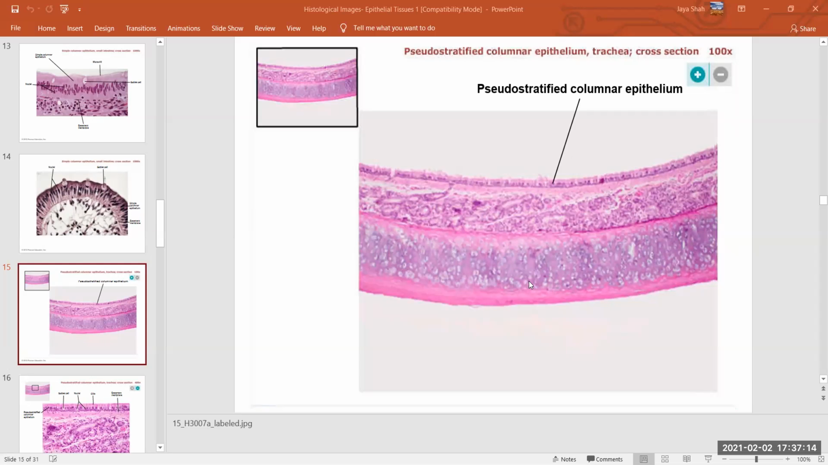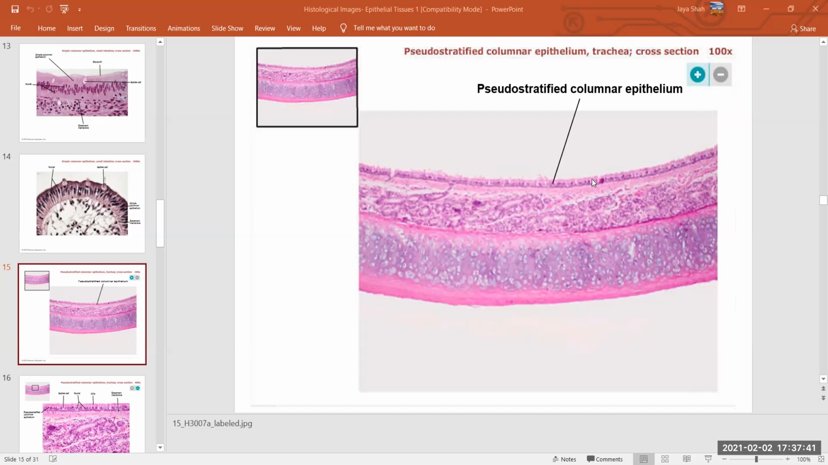Pseudo-stratified columnar, as I said earlier. If you see here cartilage and then here connective tissue and then basement membrane here and then cells and a lot of cilia and mucus, that is pseudo-stratified columnar epithelium. Why do we call it pseudo? Because their heights are different. The columnar cells here have different heights and their nuclei are at different levels.